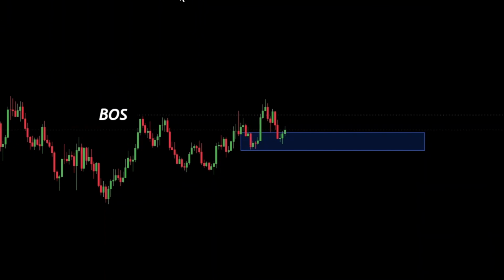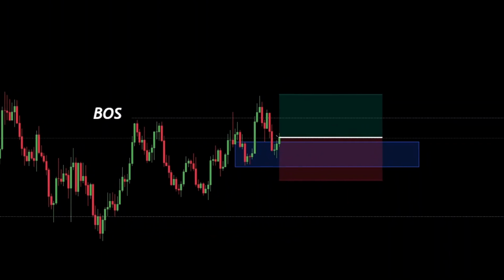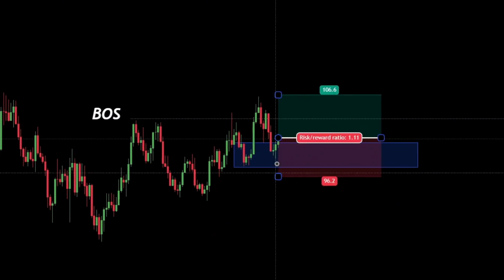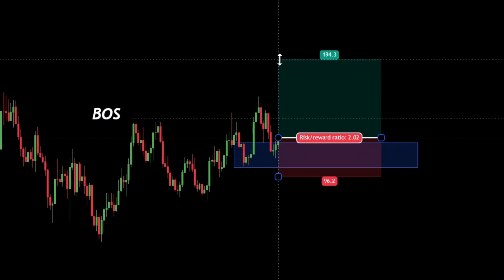This is enough confirmation for me that price wants to bounce off my demand zone, and it's a clear signal for me to enter the trade. I'll set a 1% risk and a 2% reward just like always. Let's see what result my last trade example for today's video achieves.